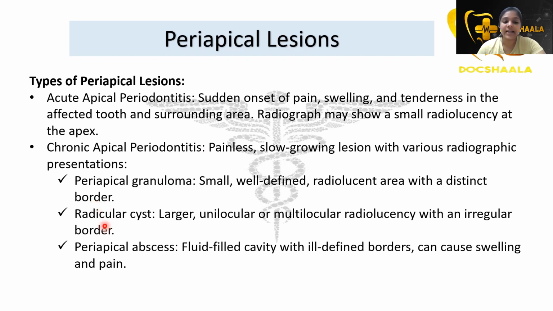Then radicular cyst, which will be larger, unilocular or multilocular with an irregular border. Then periapical abscess. The abscess will be a fluid-filled cavity with ill-defined borders, which can cause swelling and pain. So this slide is very important as a differential diagnosis of the various periapical lesions that we see in the oral cavity. Okay, take a note of this slide.